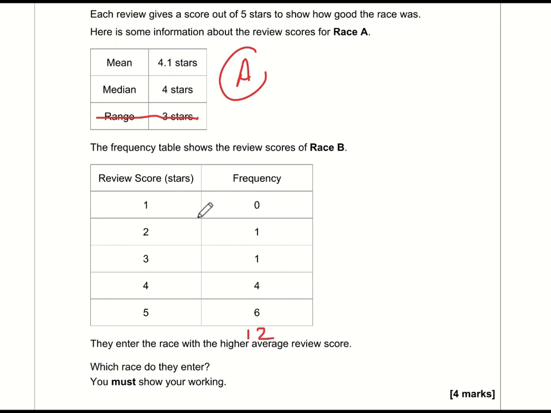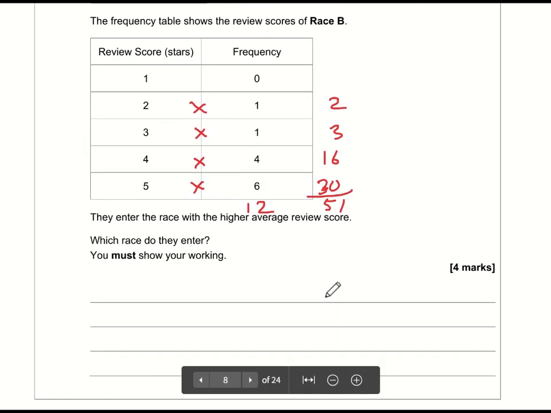So the total number of stars is 1 lot of 2 stars, 1 lot of 3 stars, 4 lots of 4 stars, and 5 lots of 6 stars. So in total that is 2, 3, 16, and 30 stars. The total number of stars given is 30 plus 16 plus 3 plus 2. Of course we can do all of this on the calculator, although you can do it in your head if you're comfortable. 30 plus 16 plus 3 plus 2 is 51. And so therefore the mean is going to be 51 divided by 12.